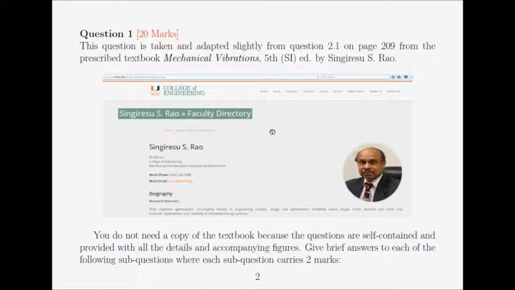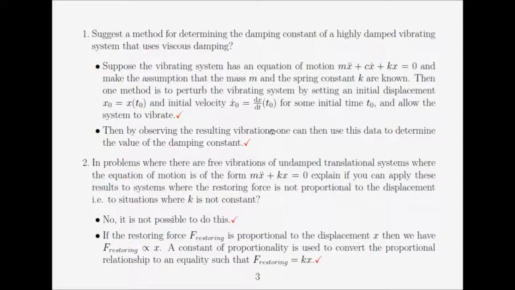Give brief answers to each of the following sub-questions. Question number 1: suggest a method for determining the damping constant of a highly damped vibrating system that uses viscous damping.